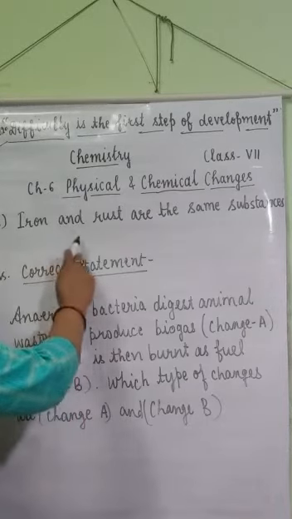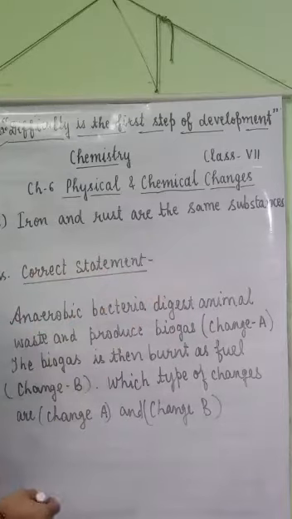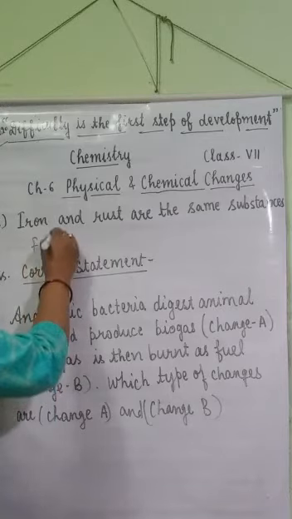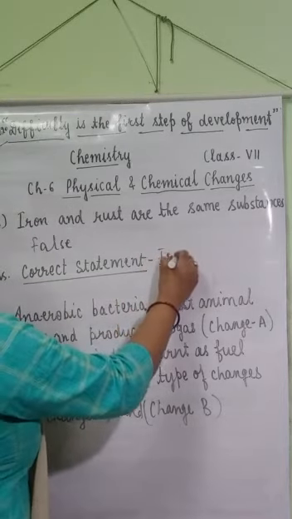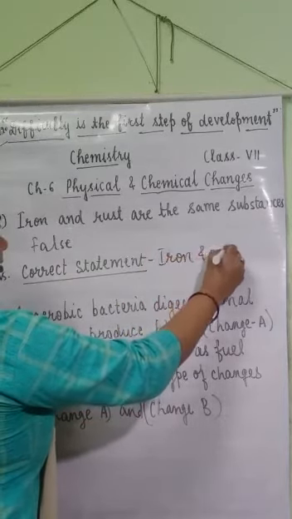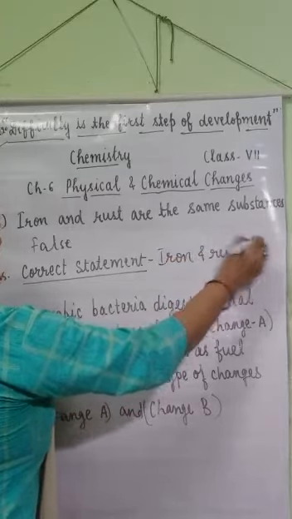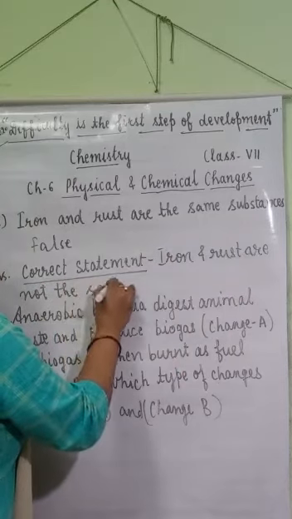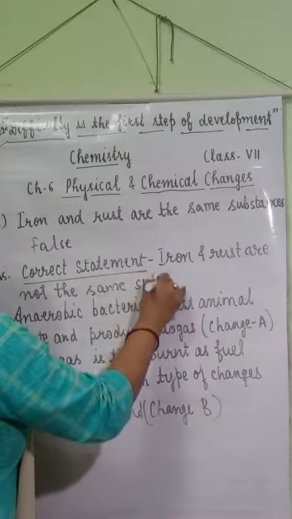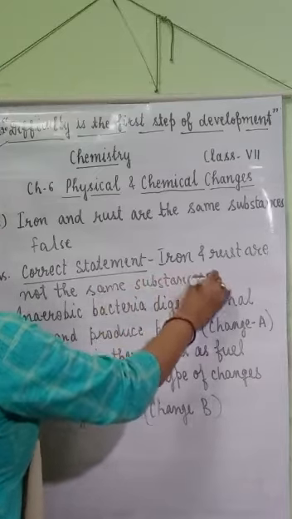Next is iron and rust are the same substances. Here iron and rust are not the same substance because rust is a corrosive form of iron. So this is a false statement. So the correct statement: iron and rust are not the same substance.